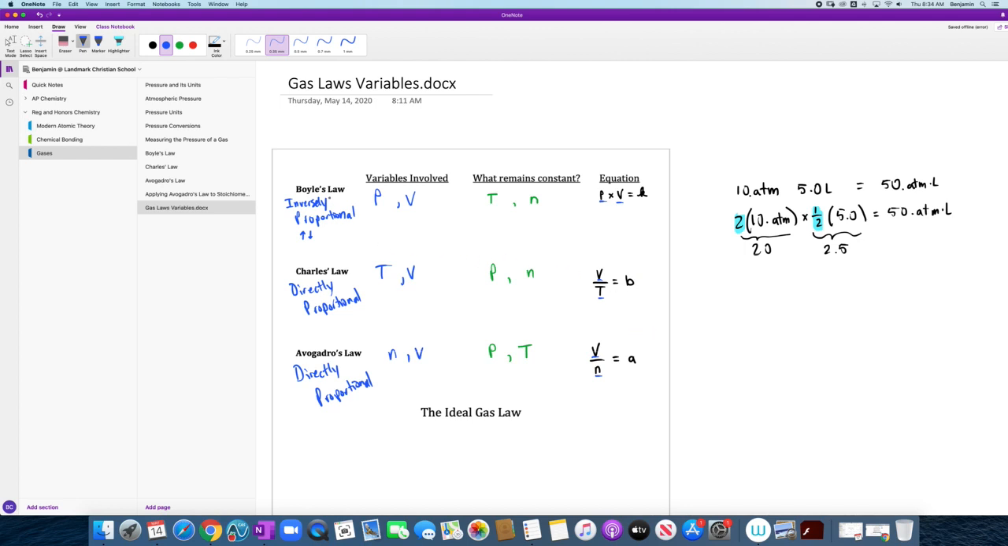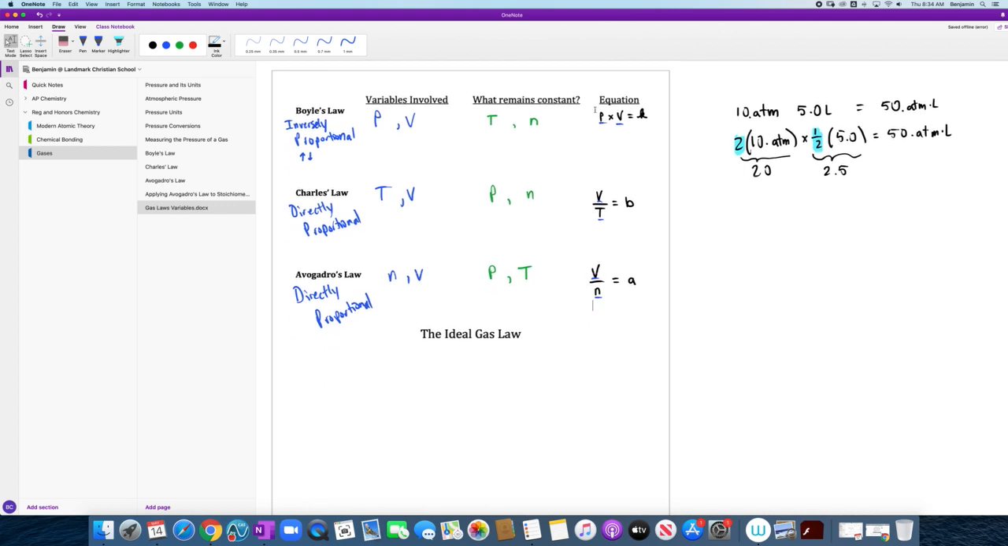Okay, now a law is something that is true. It's found to be true in nature. There's no real theory behind why necessarily. It's just observed to be true after a lot of experiments. Okay, so it turns out we can actually put all of these laws together in one single gas law.